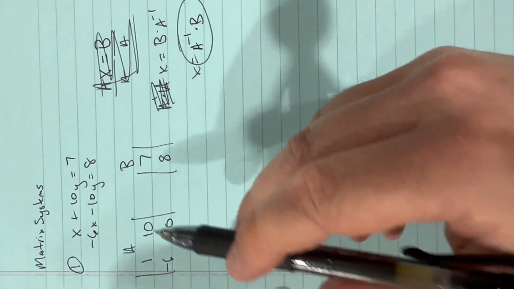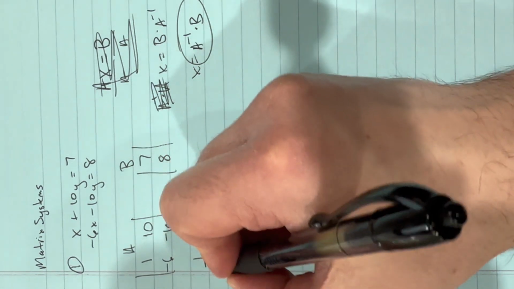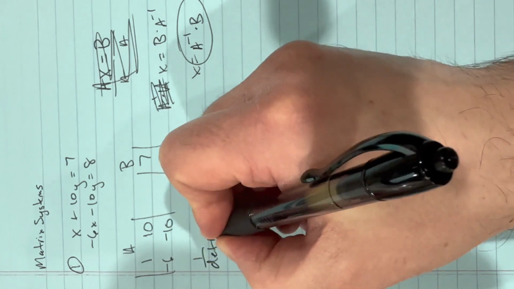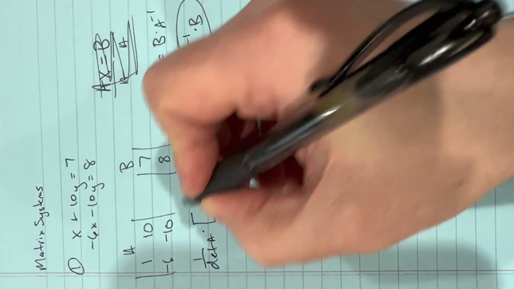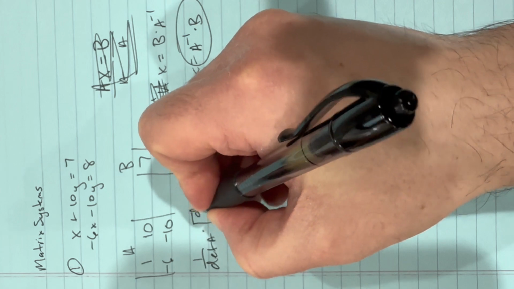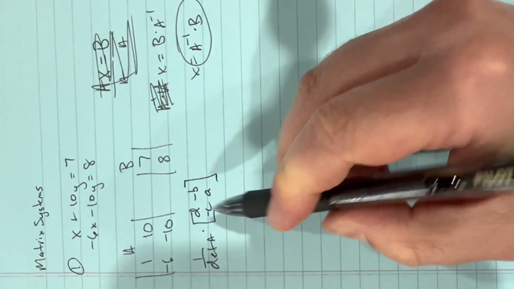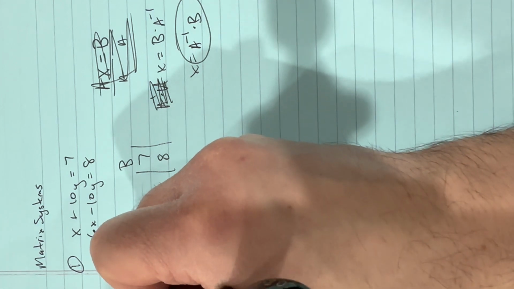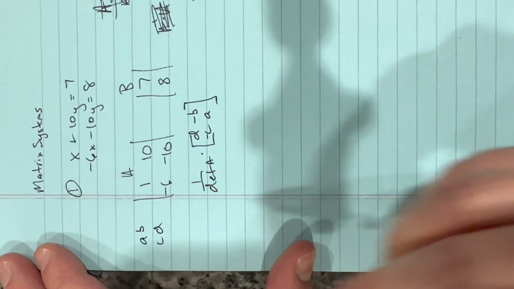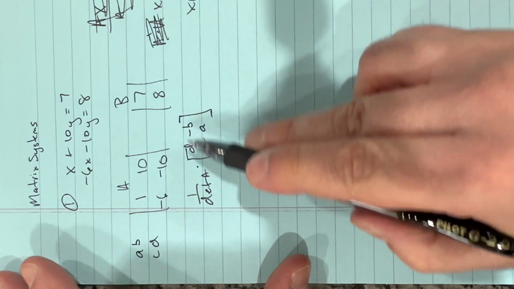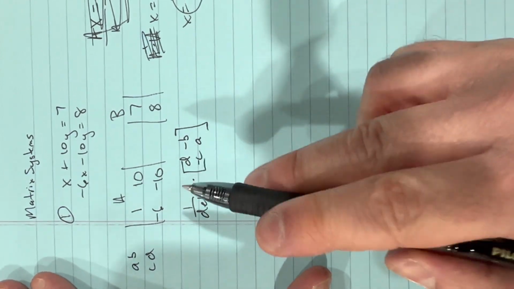Well, let's recall what we have to do to find an inverse. It's 1 over the determinant of A times this inversion, so to speak, where it's going to be D, negative B, negative C, and A. So if our matrix is in the form of A, B, C, D, like in that form, we're just going to invert the whole thing, and that's going to find our inverse matrix.